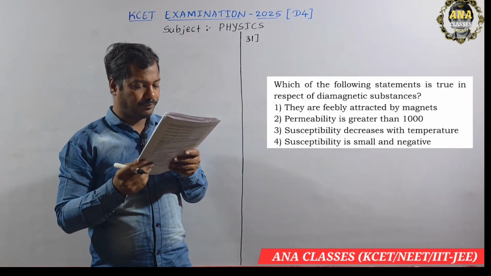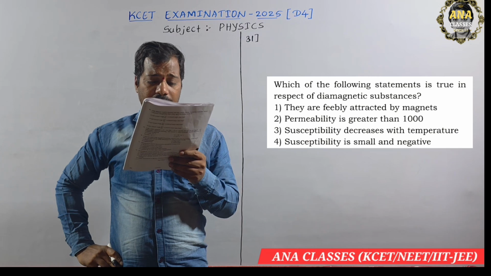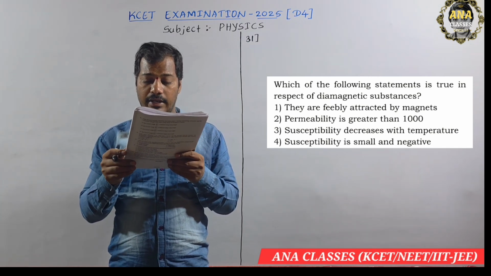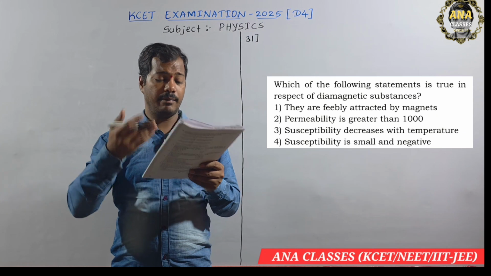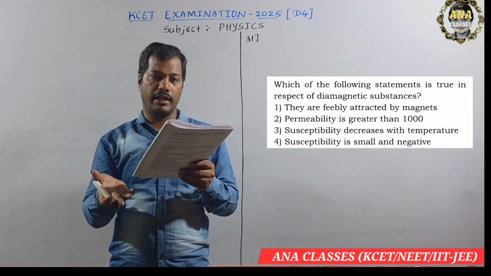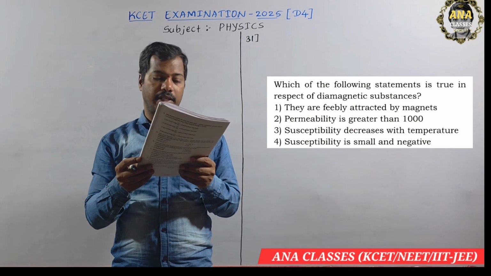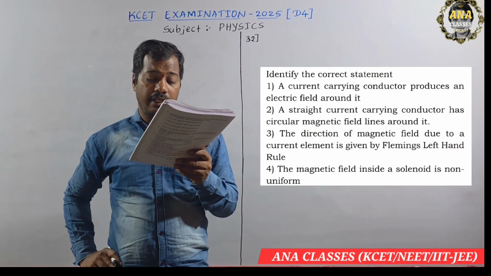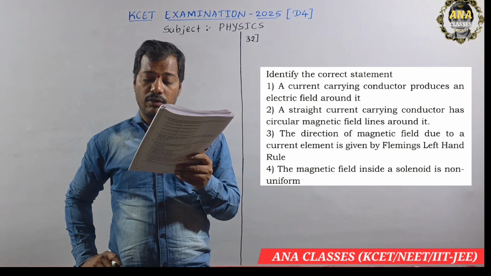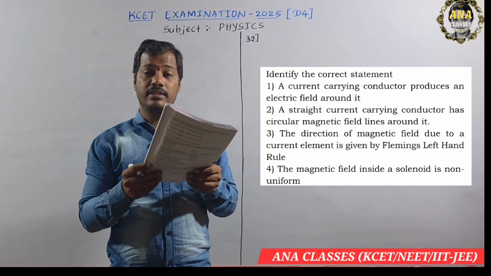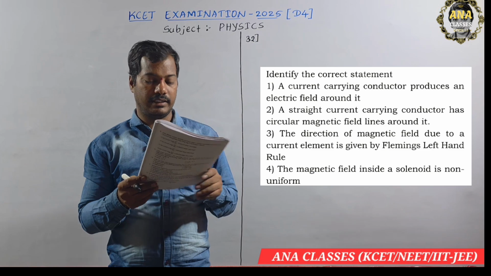Question number 31. Which of the following statements is true in respect to the diamagnetic substances? For diamagnetic substances, the susceptibility is very, very small and negative. So answer 4 is correct. For question number 32, identify the correct statement. Straight current carrying conductor has a circular magnetic lines around it. Yes, it is correct. So the second option is the correct answer here.